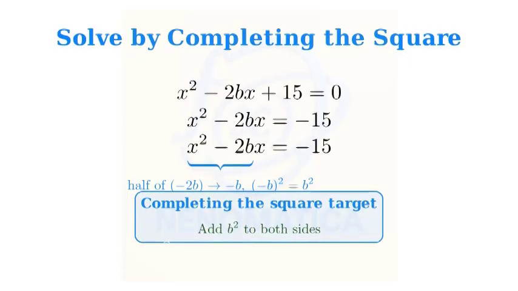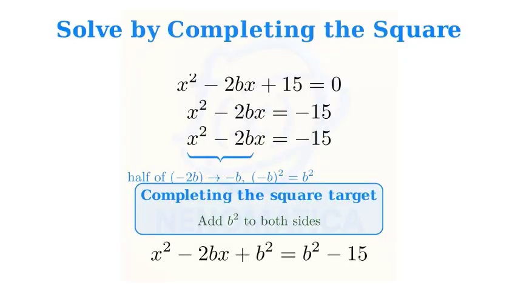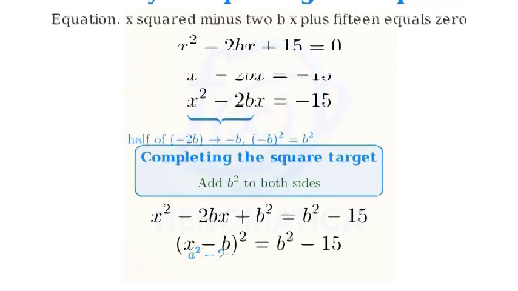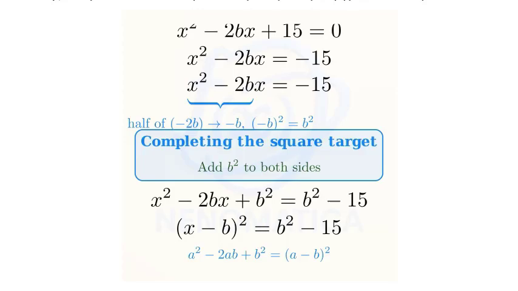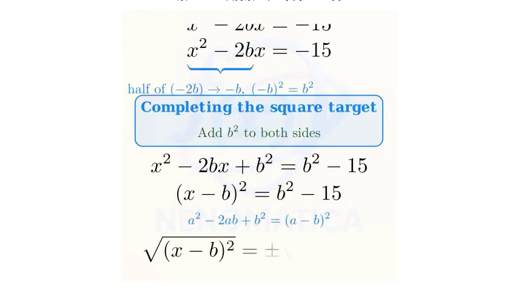Step 3. Add b squared to both sides. Step 4. The left side is now a perfect square, quantity x minus b squared. Step 5. Take the square root of both sides. Remember to include both the plus and the minus square root.